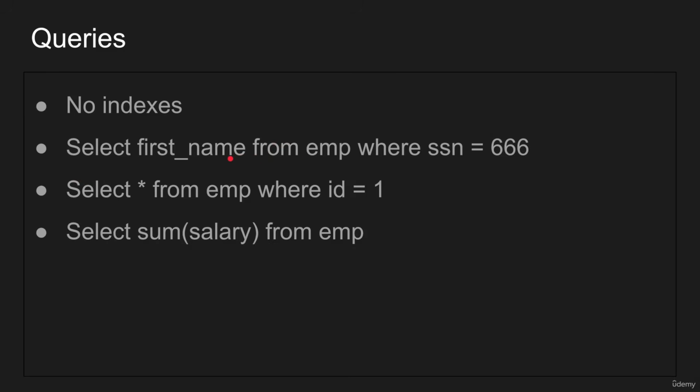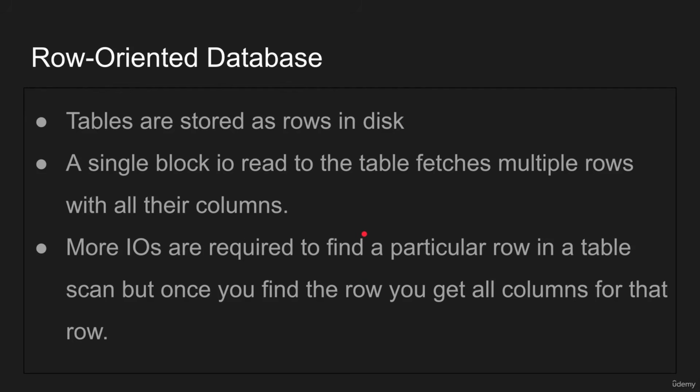So select first name from employees where social security number equals 666, the devil. Then select star from employee where ID equals 1, very simple, okay? And the final is the select sum. We're just going to sum all the salaries of the employees for some reason. Yeah. So the first one, row-oriented databases, guys.